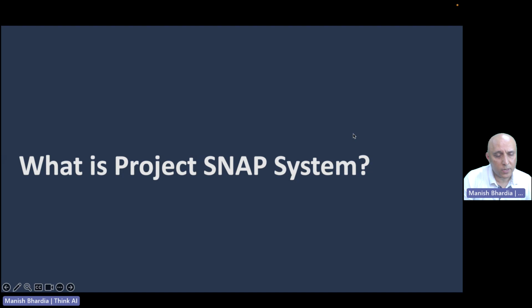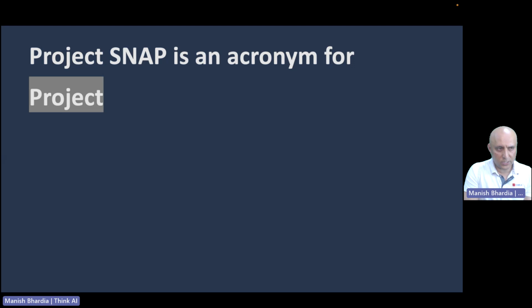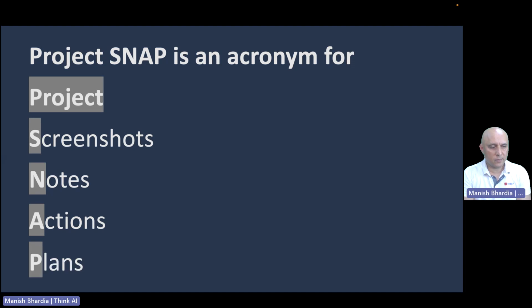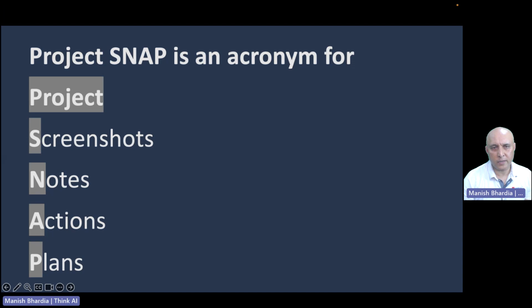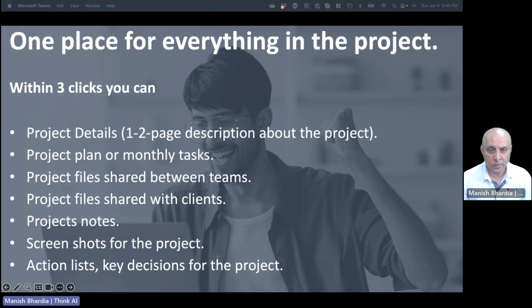And to be more in detail, Project Snap is nothing but an acronym for project details, screenshots, notes, action items, and plans. Now, why do we need all that? Because with Project Snap, you can bring everything in one place. An example is within 3 clicks: you open OneNote, go to the right project from the drop down, and directly go to the Project Snap for a particular project.